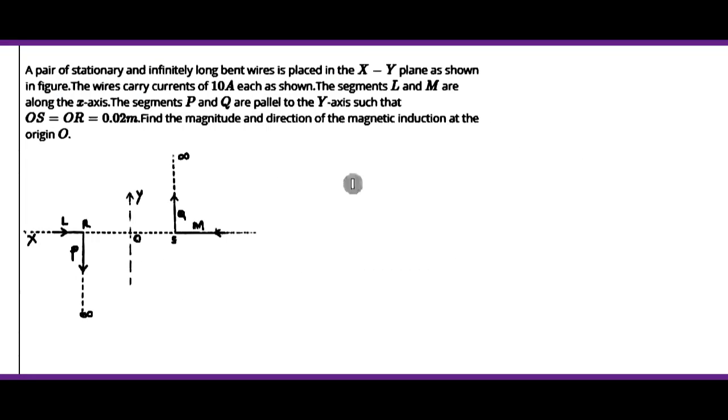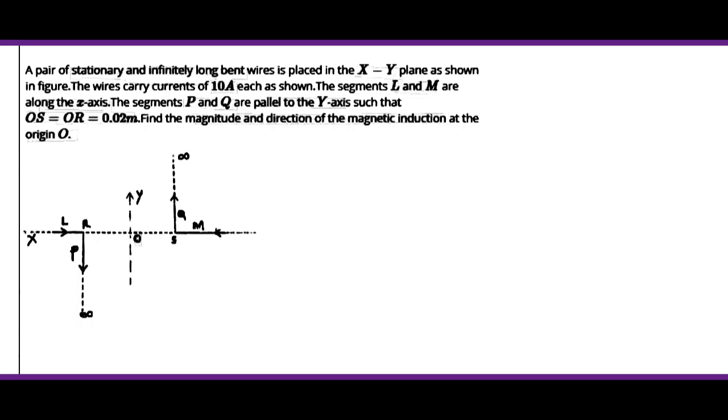Thank you. Hi everyone, so we are given with a question which says a pair of stationary and infinitely long bent wire is placed in the XY plane as shown in the figure. The wire carries current of 10 ampere each as shown. The segment L and M are along the x-axis. The segment P and Q are parallel to y-axis such that the distance between OS and OR is given as 0.02 meter. We need to find the magnitude and direction of magnetic induction at origin O at this point.